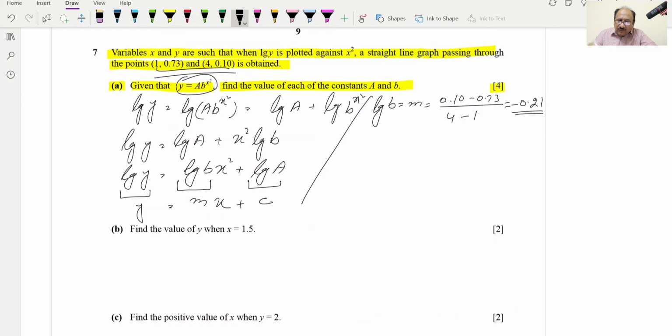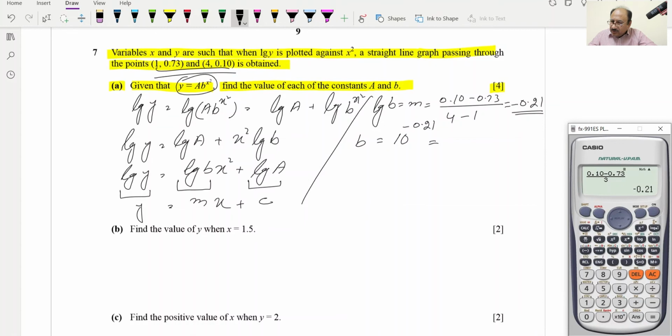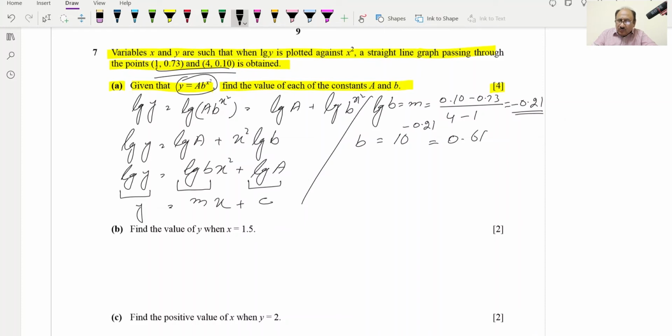This is the log b value, so what will the b value be? For the b value we can take the power of 10, so 10 raised to minus 0.21, and this will be equal to 0.6165, or we can write 0.617, and this is the b value.